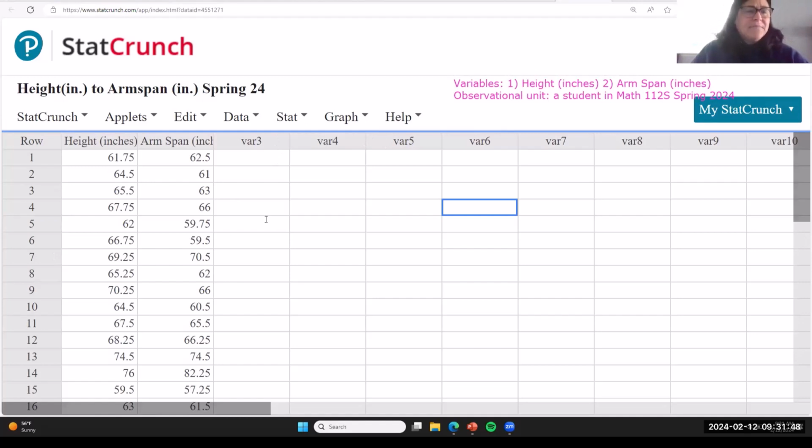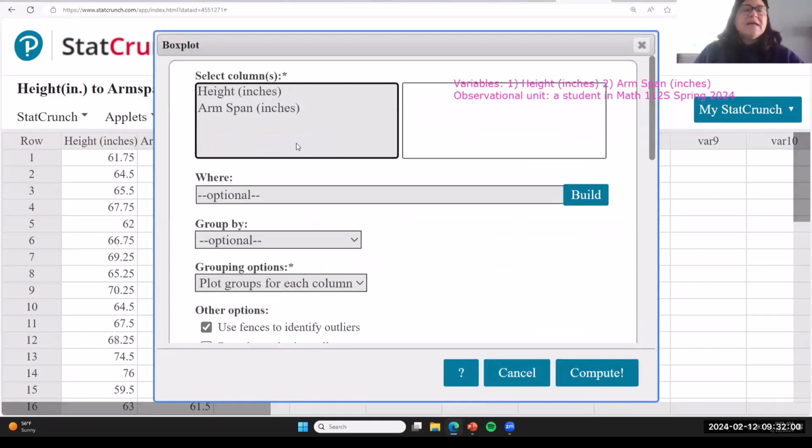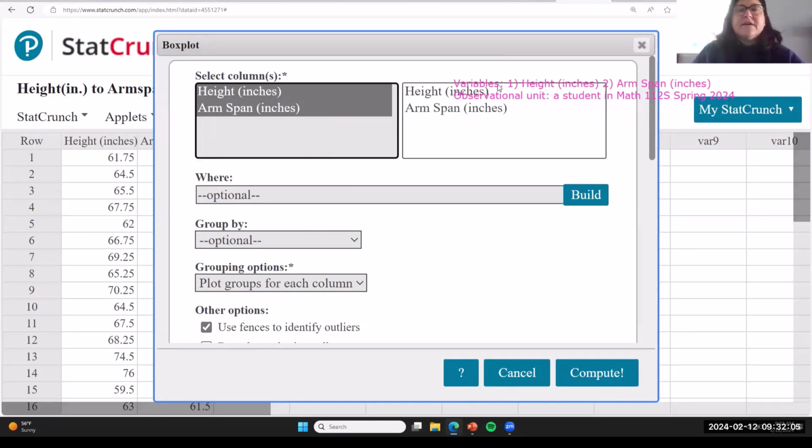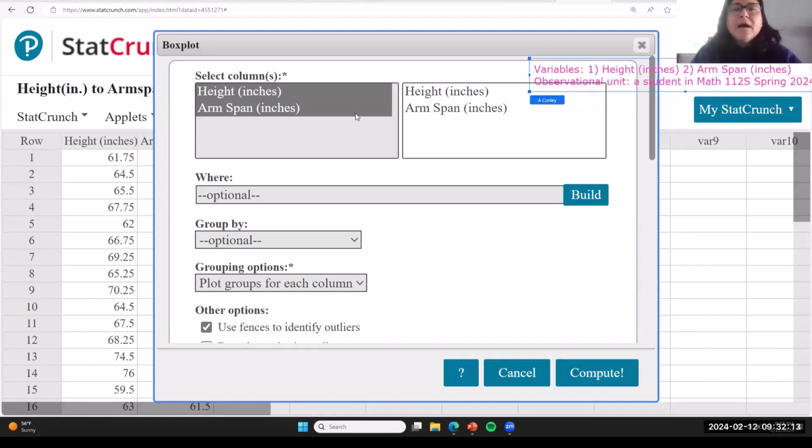And then to go make a box plot, I'm going to go to graph. So I first have to go back to my mouse. I'm going to go to graph, and box plot is right down here. Now, the thing with the box plot that we want to be careful with, I'm going to do both the height and the arm span. Let me get this out of your way. Select this, move it a little bit over here. So I'm going to do both height and arm span.